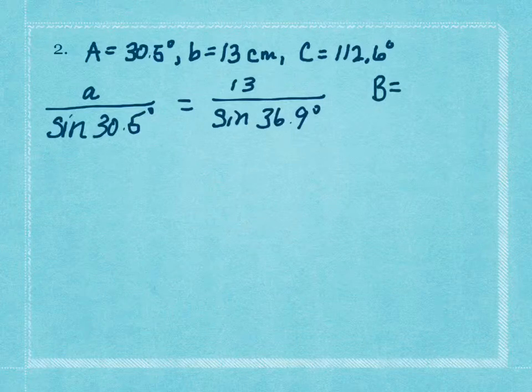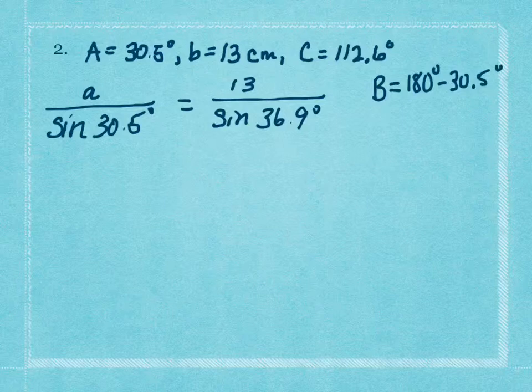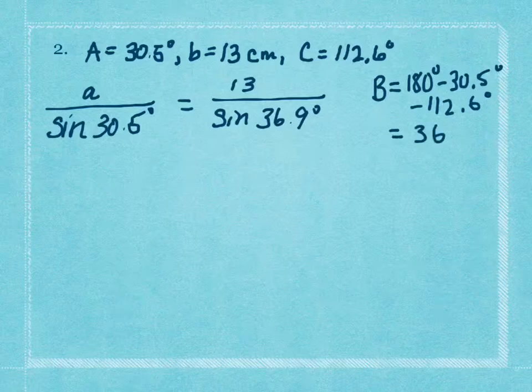Good, so you guys found angle B, right? You can find angle B if you know angles A and C. So B is angle 180 minus the 30.5 minus the 112.6, all in degrees. And I'm going to take your word for it. You got 36.9 degrees. Several of you said it, yeah?